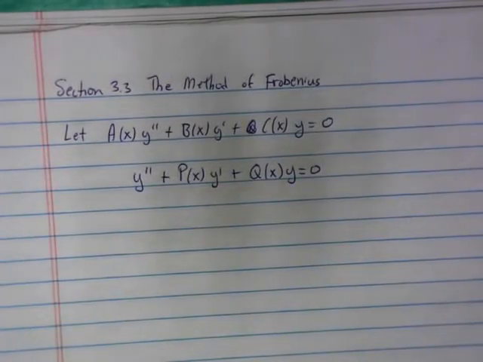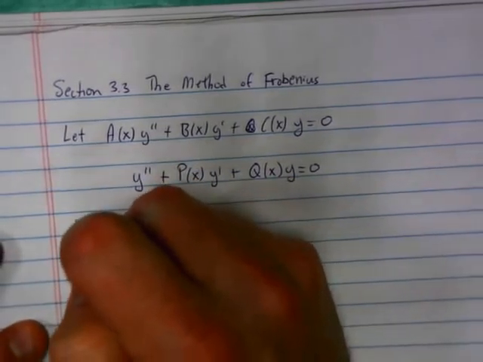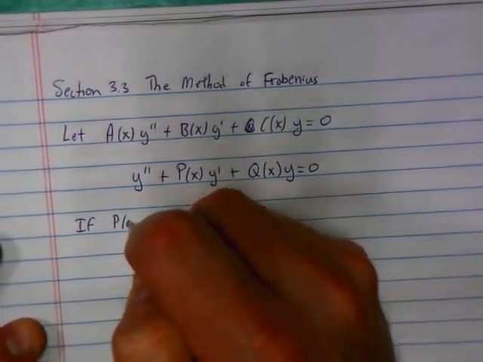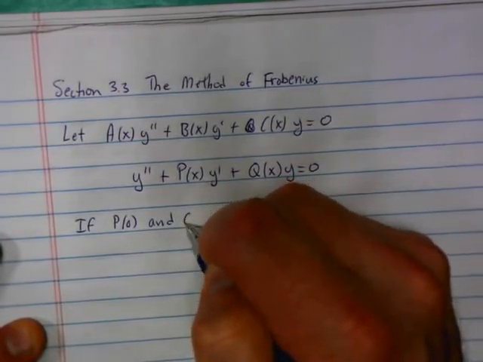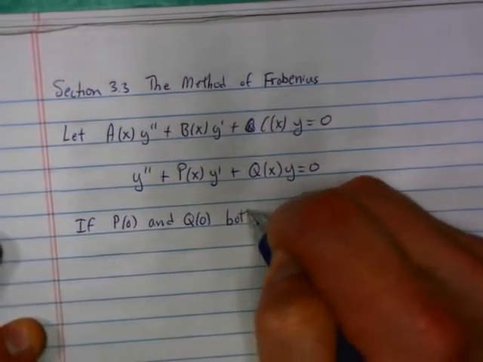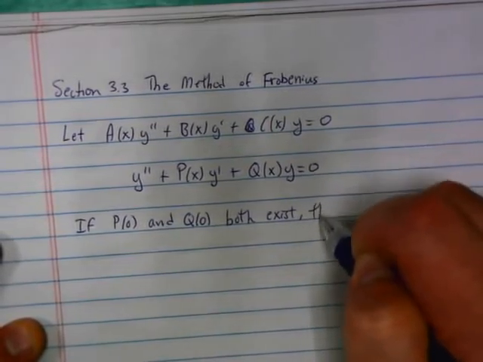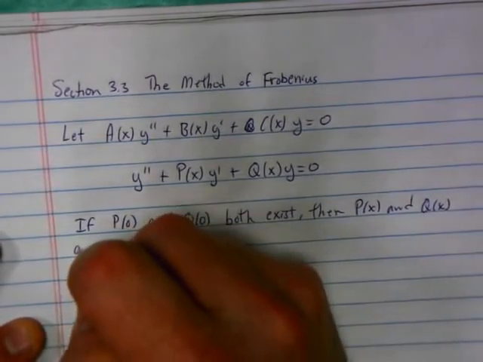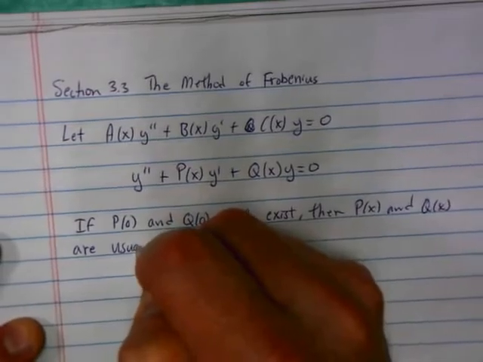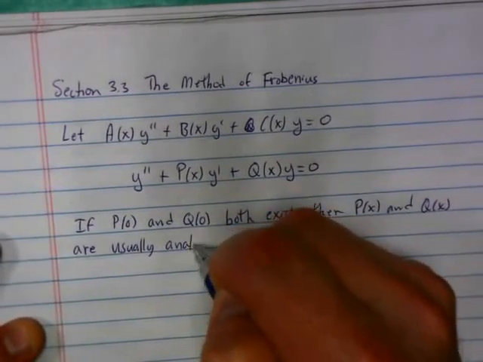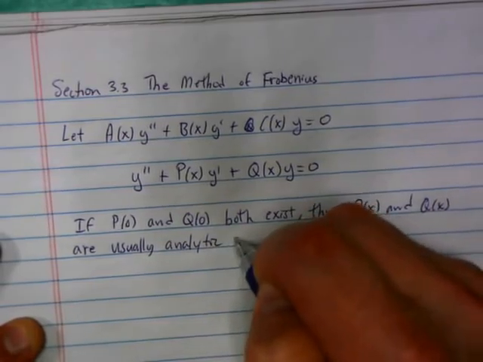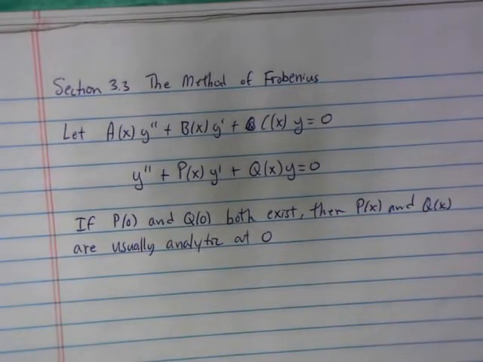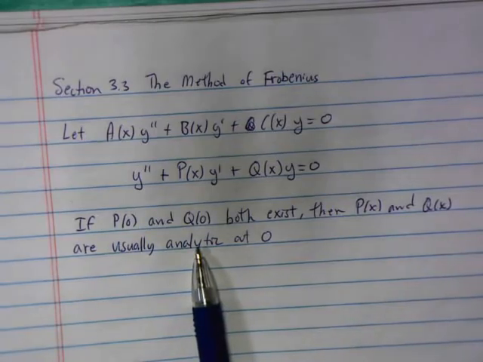And what we saw in section 3.2 is if p at 0 and q at 0 both exist, then p of x and q of x are usually analytic at 0. It's possible that p of x and q of x might both exist but not be analytic. That would be pretty rare, but it could happen. And remember what analytic means. Analytic just means that they have a power series.